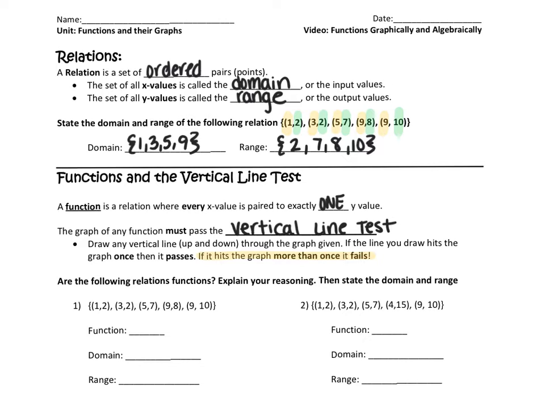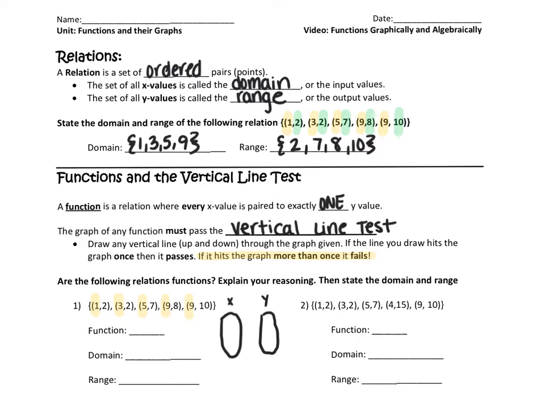The first question says, are the following relations functions? And explain your reasoning and then state the domain and range. So we want to know, is this relation a function? So basically, what can help sometimes is if you draw what's called a mapping. So what we could do is put all of the x values in this bubble and all of the y values in this bubble.